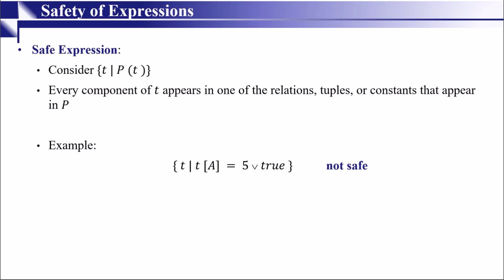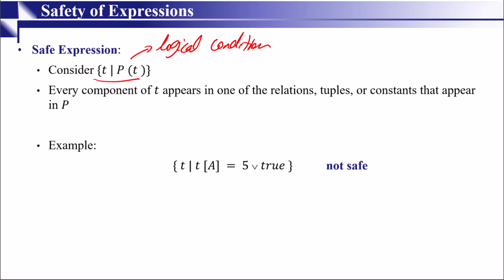So we define a safe expression in Tuple Relational Calculus, used to ensure the query result is finite and computable. We can say for a query of the form {T | P(T)}, where P(T) is a logical condition, every component of the output tuple T must be derived from an existing relation in the database and constants explicitly used in the query P(T). This prevents queries from generating infinite results, like tuples with arbitrary values.